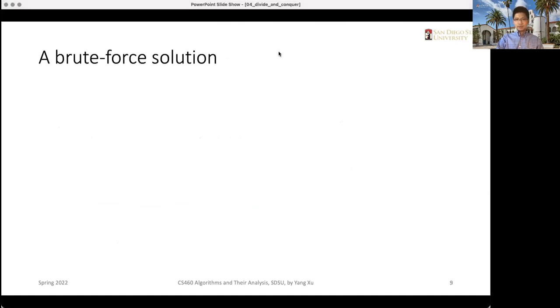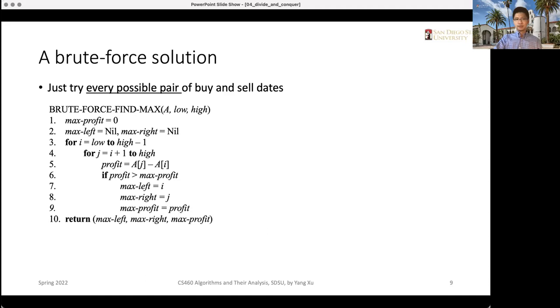So let's break down the problem more and try to brute force it. Basically, any kind of problem can be brute forced, right? If we think about it, it means to iterate over all possible solutions. Obviously in this case we can do that, because we already have the price for each day. All we need to do is to try every possible pair of buy and sell dates, right? So that is quite a straightforward solution that we can get.